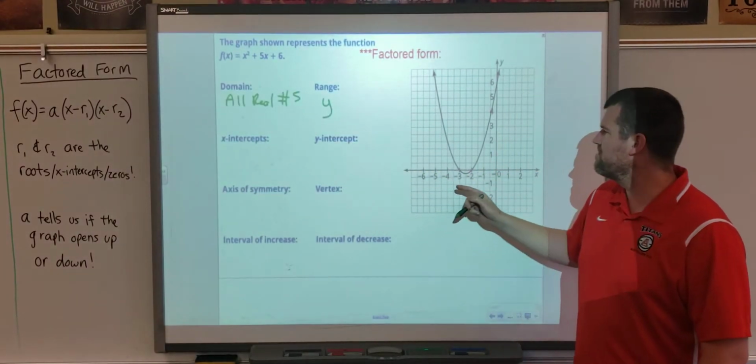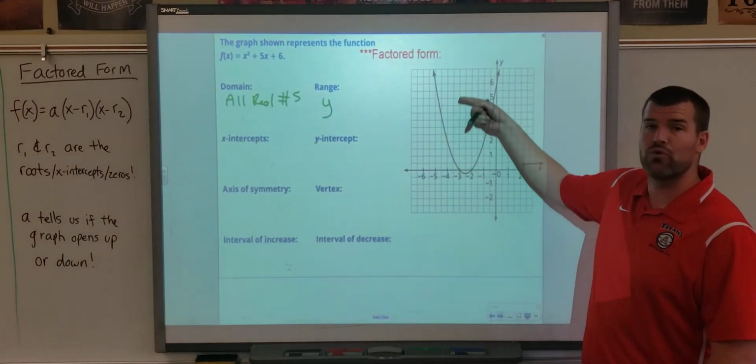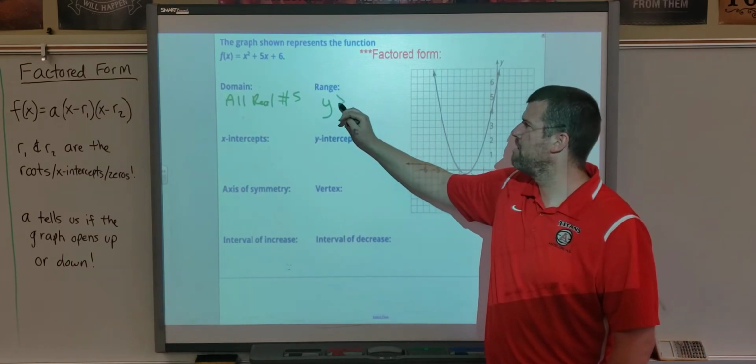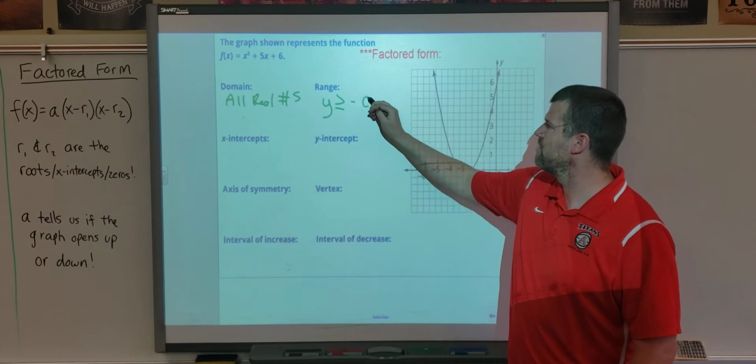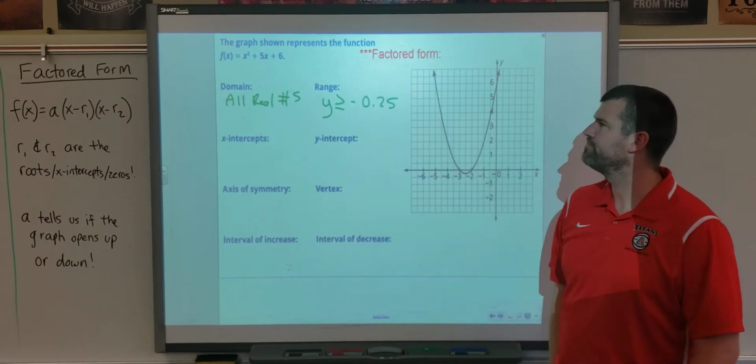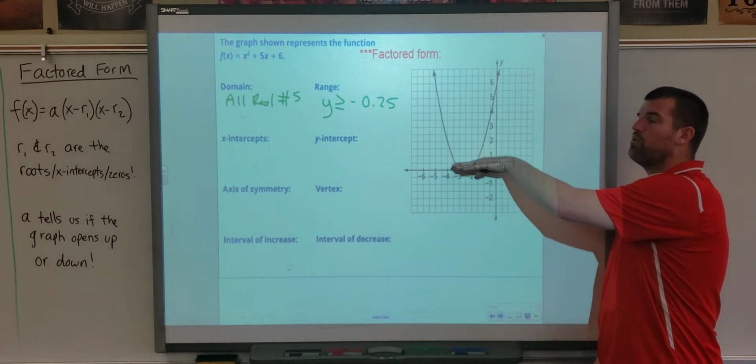But the important part is knowing that all of our y values are greater than or equal to that because they're above that point. And this point right here is negative 0.25. So every y value is that point or higher.